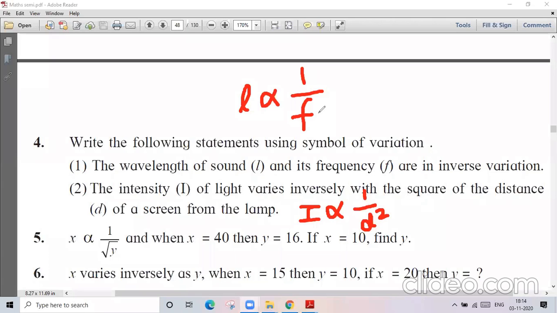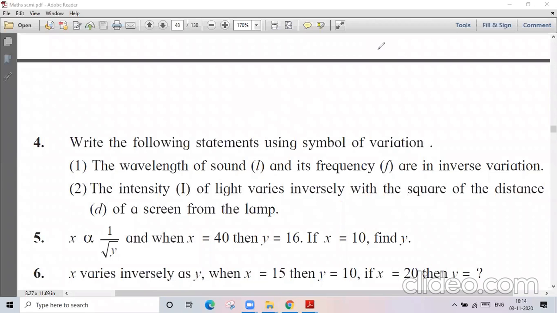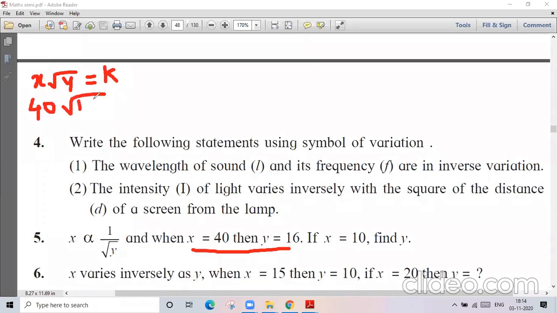Okay guys, so understood very well. Next question: x is inversely proportional to the square root of y. That means x times square root y is equal to k, where k is the constant of variation. Put the values: x is 40, y is 16. This will be solved similarly.